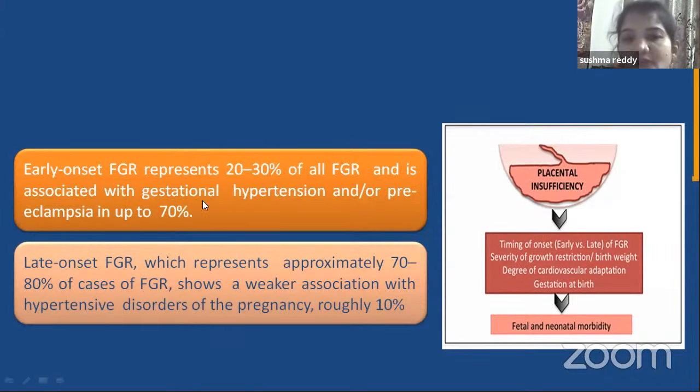So early onset fetal growth restriction represents 20 to 30% of fetal growth restriction cases, and it is associated with gestational hypertension. As we all know, gestational hypertension has placental damage because of poor invasion of cytotrophoblastic cells into the spiral arterioles. So there is placental insufficiency in gestational hypertension, and the same problem is there in early onset fetal growth restriction. That's why they are closely associated. Whereas late onset fetal growth restriction is not very much associated with hypertensive disorders of pregnancy.